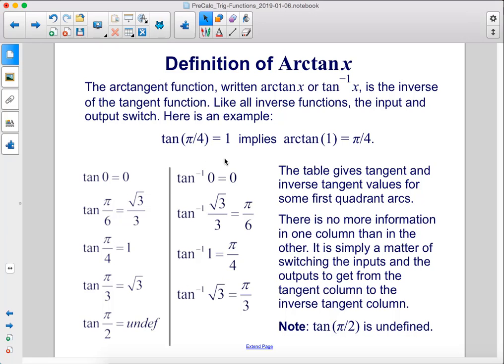The table gives tangent and inverse tangent values for some first quadrant arcs. There's no more information in one column than in the other. It's simply a matter of switching the inputs and the outputs to get from the tangent column to the inverse tangent column. Note tan of pi over 2 is undefined.